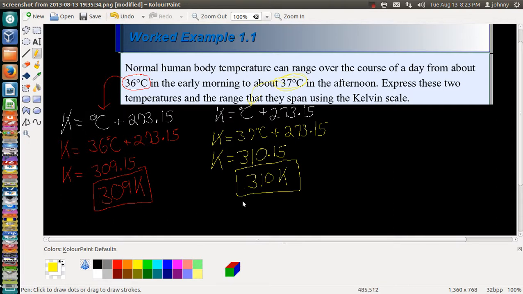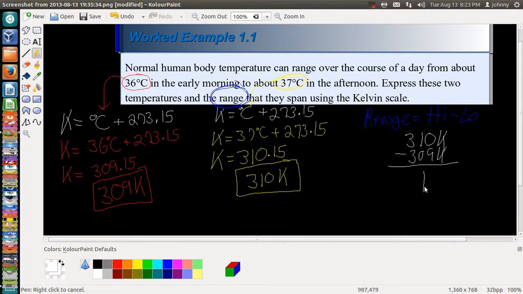Now, we found the converted temperatures in Kelvin, 309 Kelvin and 310 Kelvin, but we need to know the range, that's the key word there. We need to know the range that these things span. Now, in order to calculate range, you need to know that range is equal to the highest value you have minus the lowest value you have. And our range here would be the 310 Kelvin minus the 309 Kelvin. Now when we subtract those, we get 1 Kelvin. Now that's the range that they span.